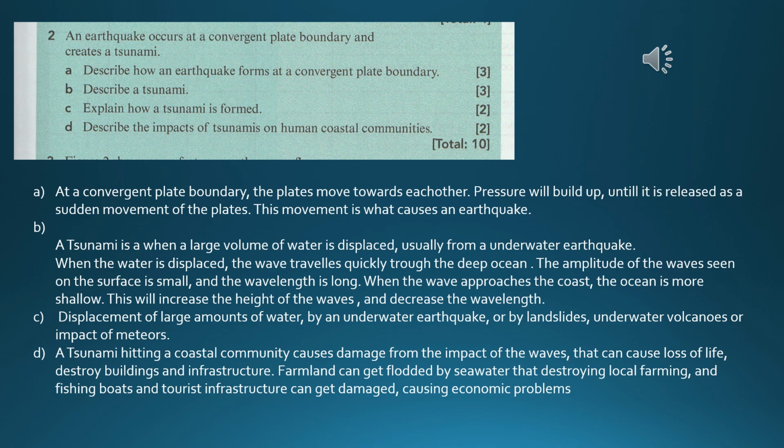And describe the impact of tsunamis on human coastal communities. Well, the tsunami hitting the coastal community can cause damage from the impact of the wave. That can lead to loss of lives, and destroy buildings and infrastructure. That's one thing. Farmland can get flooded by the seawater that destroys local farming. Small note here, salt water is not good for farmland. And fishing boats and tourist infrastructure can get damaged, causing economic problems. The last two here, I probably answered as 3-point questions instead of 2-point questions. But anyway, here we go.